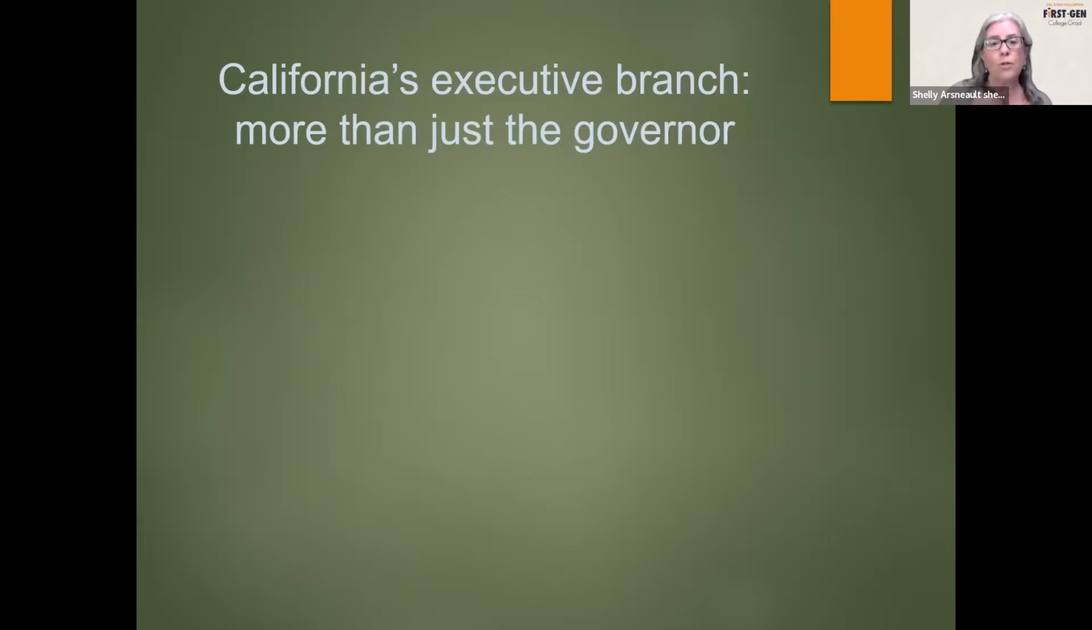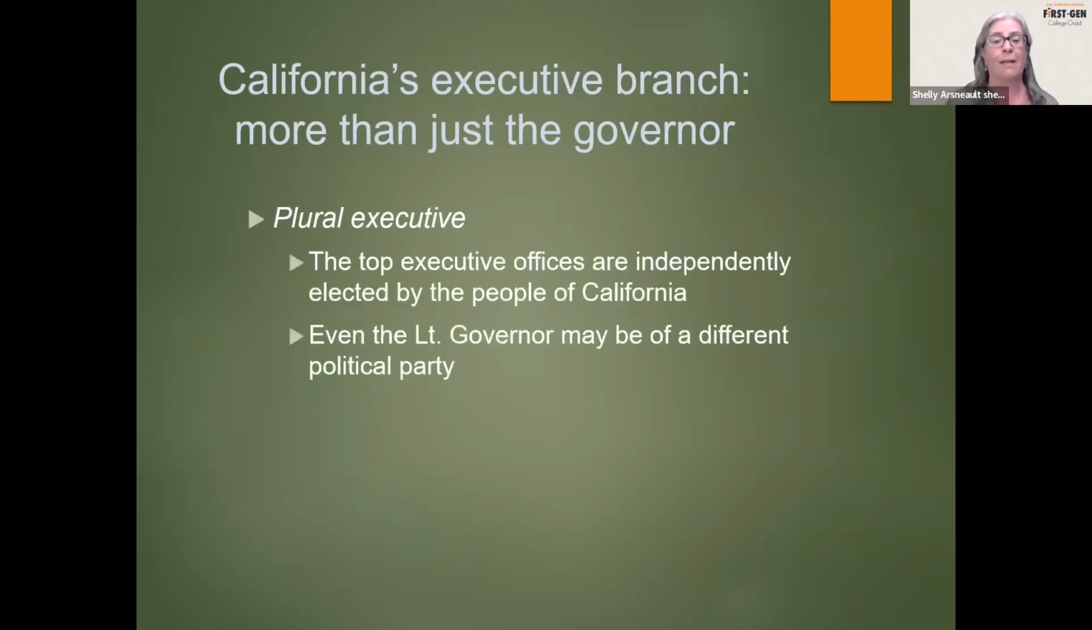In California, of course, we have what's called the plural executive. And that means that we elect all of these other folks that you see on the ballot. So our top executive officers are independently elected by the people of California. And the independent part, of course, means there's no team. Even the lieutenant governor in the state of California can be of a different political party.